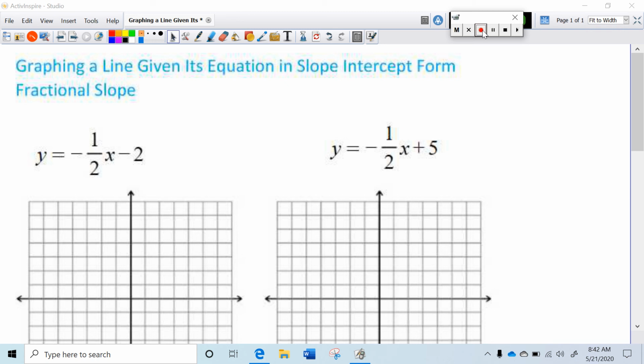Okay, when you're given a line in slope-intercept form with a fraction for a slope, in other words, a fraction in front of x, it's actually set up exactly how you need it to be able to do this the easy way. Okay, so here's what I mean by that.